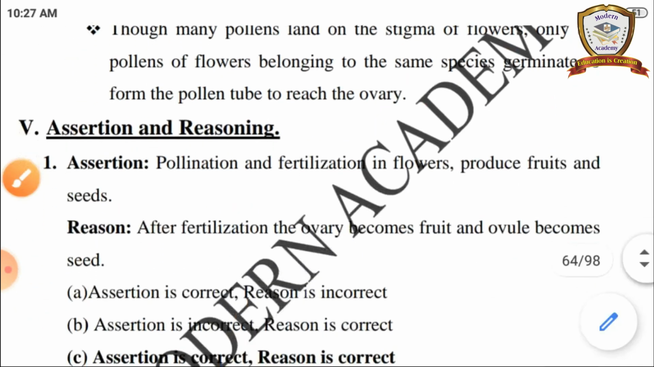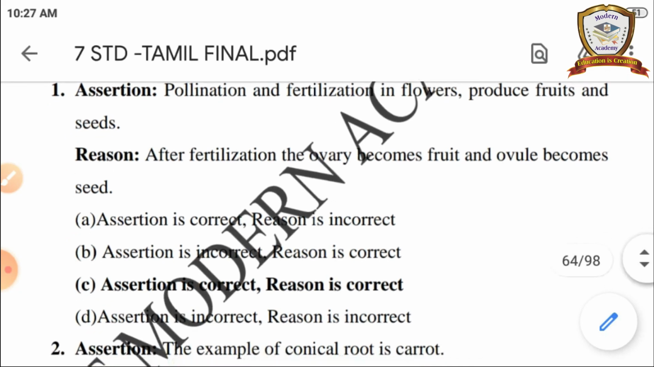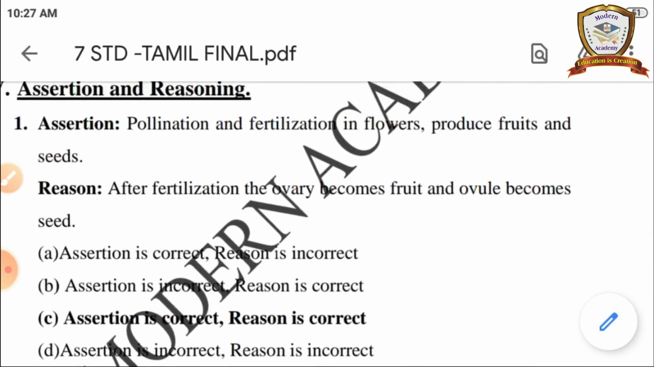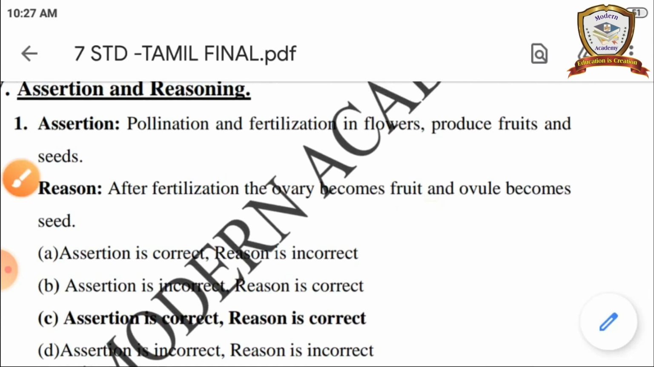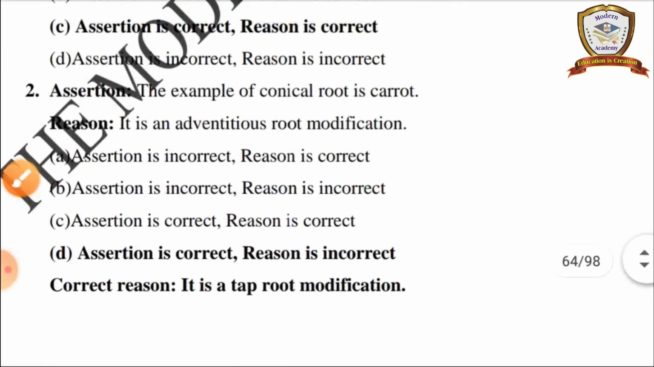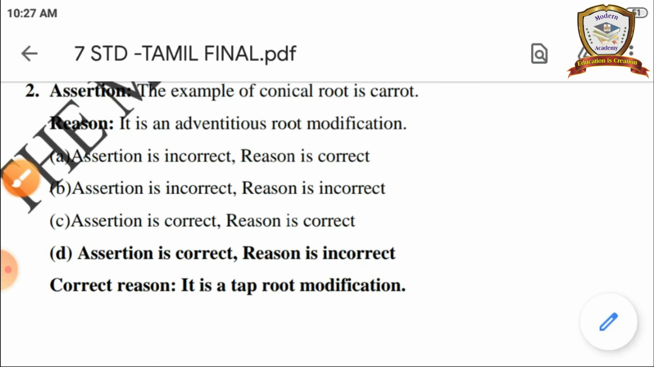Next, assertion and reason. Pollination and fertilization in flowers produce fruits and seeds. After pollination, the ovary becomes fruit and the ovule becomes seeds. Yes, both are correct. And next one, the example of a conical root is carrot. Yes, that is correct. It is an adventitious root modification? No, it is the taproot modification. Carrot is conical root shaped, but it is not an adventitious root modification. It is the taproot modification.